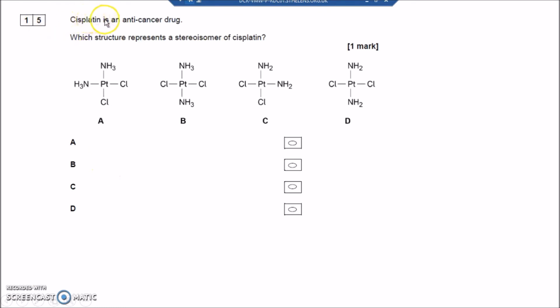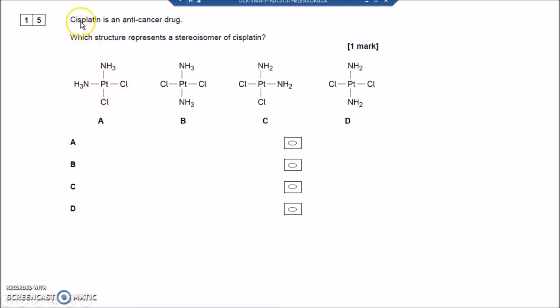Question 15. Cisplatin is an anti-cancer drug. Which structure represents a stereoisomer of cisplatin? If you have a square planar structure, you can have optical isomers on a square planar structure. I know I've not got a chiral carbon, but a square planar structure like this with platinum in the middle can have optical isomers. This is the normal form of cisplatin.